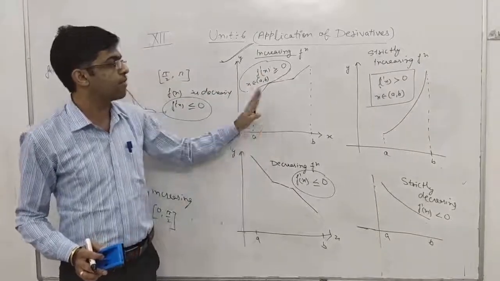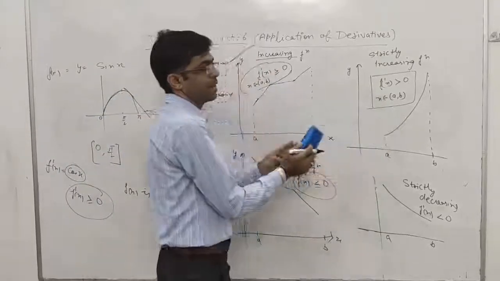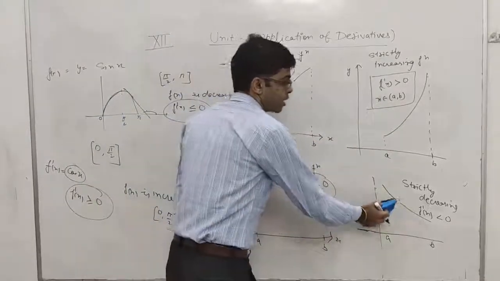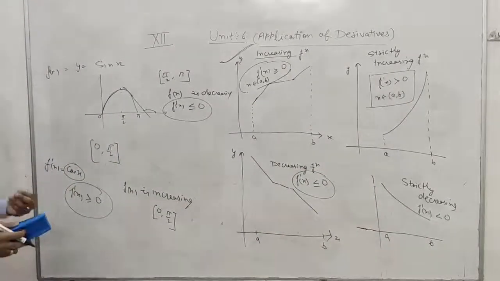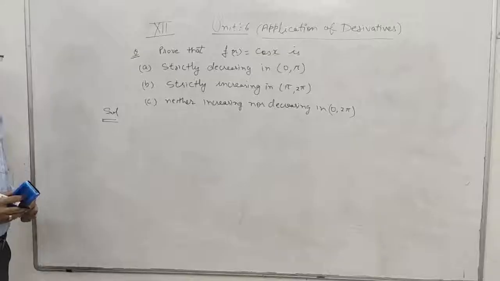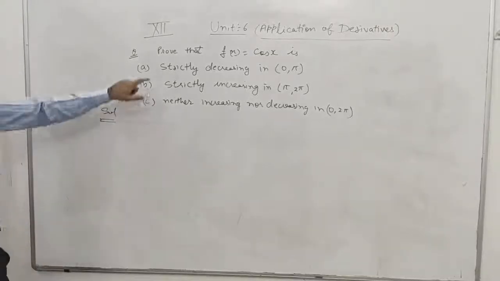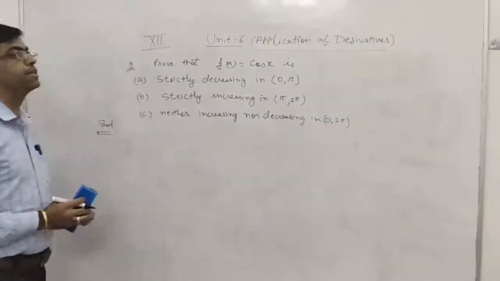Take those points and that function will be known as an increasing function, so increasing, strictly increasing में क्या डिफरेंस है, decreasing और strictly decreasing में क्या डिफरेंस है, this I have told you. Now we will use this concept in the questions. Now check one question: prove that the function f(x) equals cos x is strictly decreasing in 0 to pi.